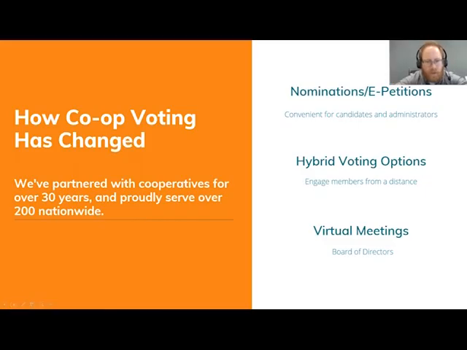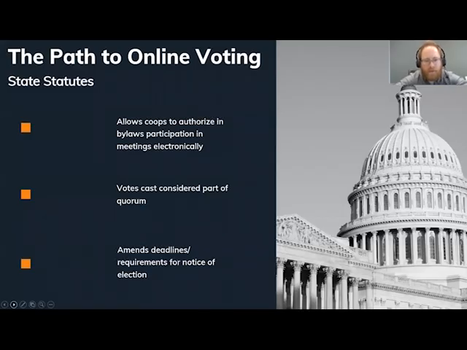Yeah, thank you, Tony. So number one, before you do anything, you need to make sure that your state statutes allow for online voting or consider electronic voting. If they don't, that's fine. You just got to make sure to work with your legislator and tell them the importance that electronic voting is having in the future, especially in the cooperative market.